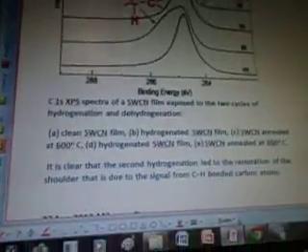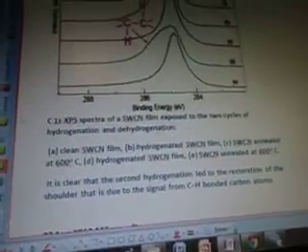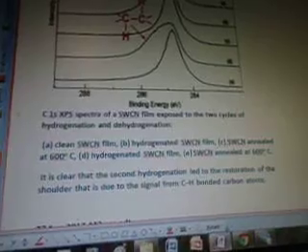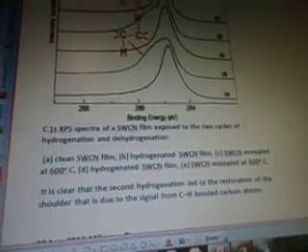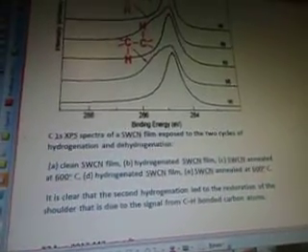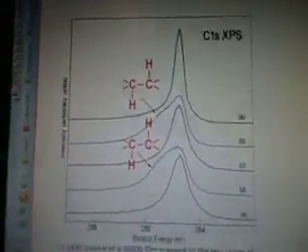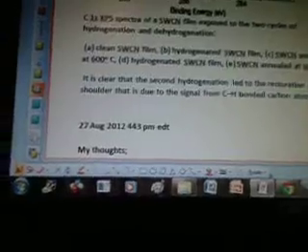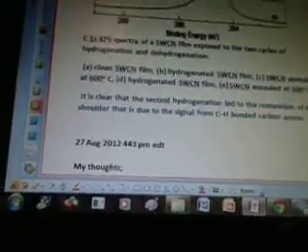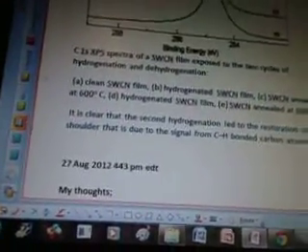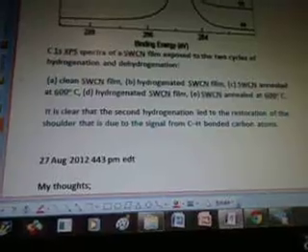It's interesting because when you did the Higgs signal, you had to force the two beams to go at a higher rate of speed and a higher temperature in order to produce your signal. And here this is producing a signal at 600 degrees. It is clear that the second hydrogenation led to the restoration of the shoulder that is due to the signal from CH bonded carbon atoms. So you have a signal from CH bonded carbon atoms that looks like your Higgs boson signal.